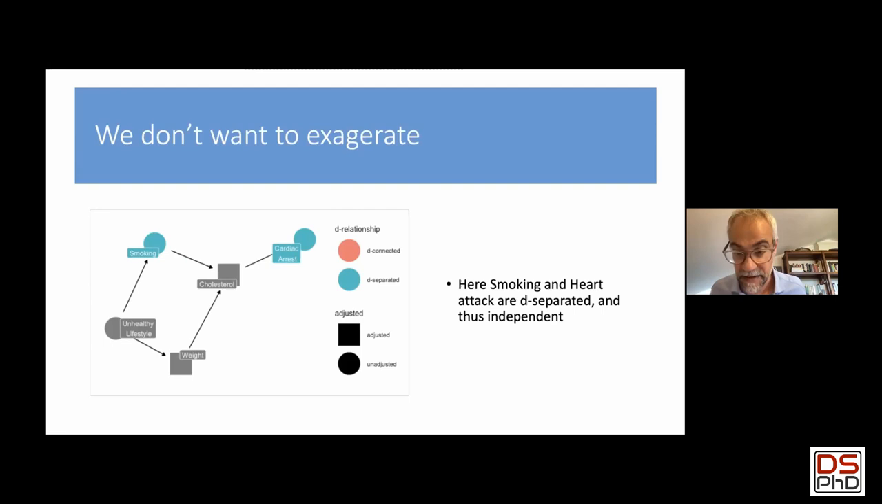So the question that I pose here is, according to what we've said up to now, if I condition on weight and cholesterol, so not on an unhealthy lifestyle, but only on weight and cholesterol, what will be the result of my calculation? Will smoking and cardiac arrest result d-separated or still connected? I will wait for 30 seconds for someone to raise a hand, or chat, or signal their presence in some way.